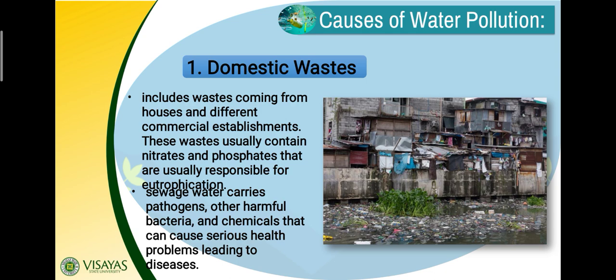First are domestic wastes. These include waste coming from the houses and different commercial establishments. These wastes usually contain nitrates and phosphates that are usually responsible for eutrophication. Domestic waste also carries pathogens and other harmful bacteria which can cause serious problems leading to diseases.